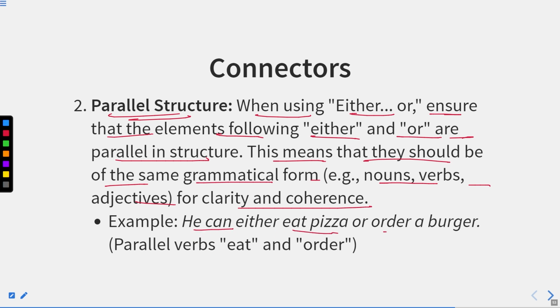He can either eat pizza or order a burger. Now, the parallel verbs are eat and order. Okay, I cannot say that he can either eat pizza or burger. That will be incorrect. I could write he can eat either pizza or burger. That will be fine.